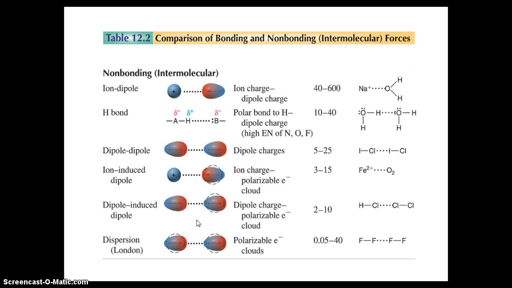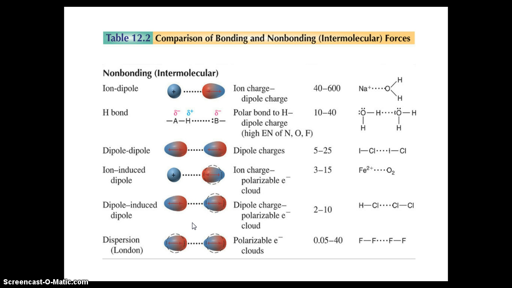Here's another example, dipole-induced dipole. So this is with a polar and a nonpolar molecule. And the polar molecule can do the same thing. It can make that nonpolar molecule become polarized by sloshing the electrons. Now it's going to slosh the electrons to this side, because here you can see for HCl, it's going to have a negative side on here, so it wants a positive side for Cl2.